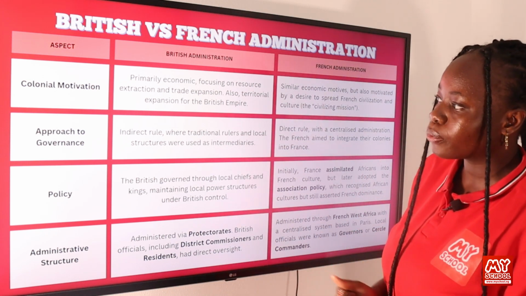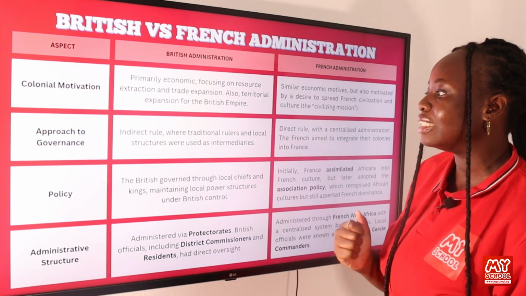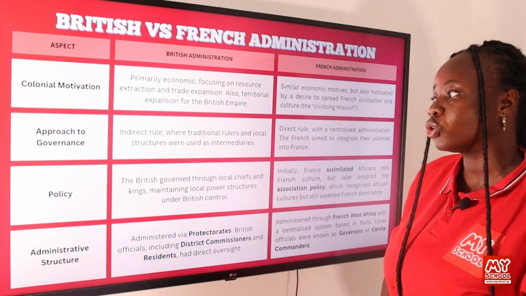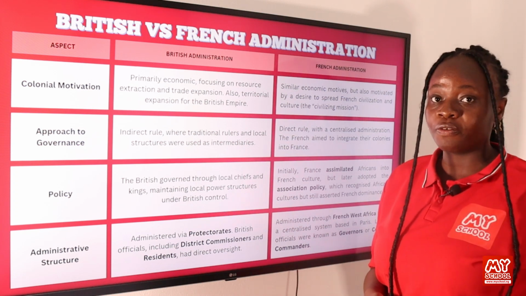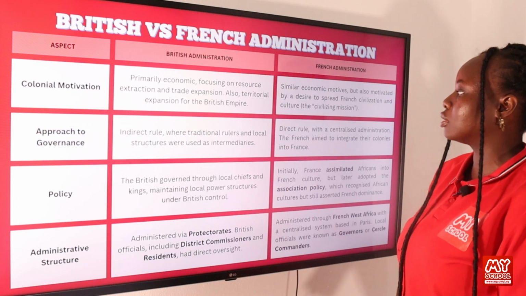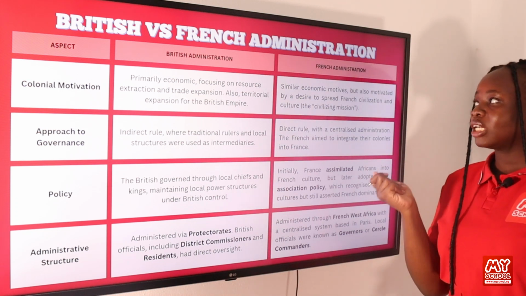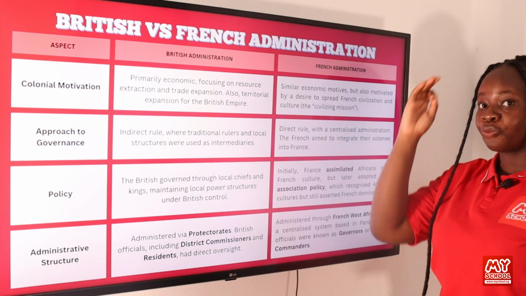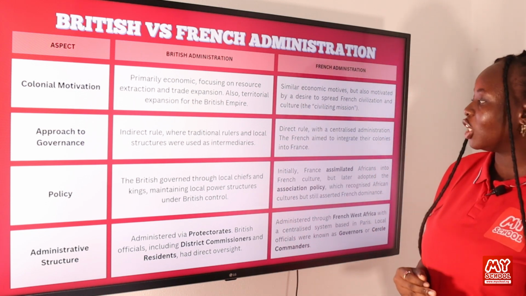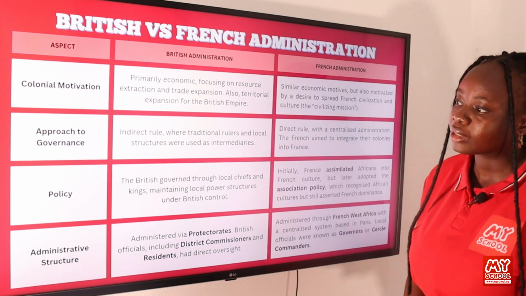Then in terms of the approach to governance, there's indirect rule in the British system. Traditional rulers and local structures were used as intermediaries between the British governors and the subjects. So here, for the French administration, there was direct rule. There was a centralized administration from Paris. And the French aimed to integrate their colonies into France.